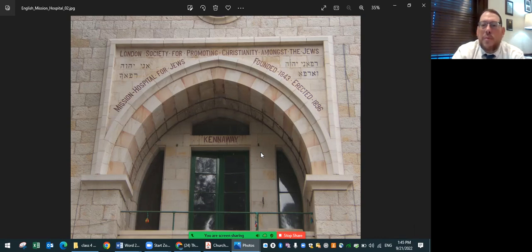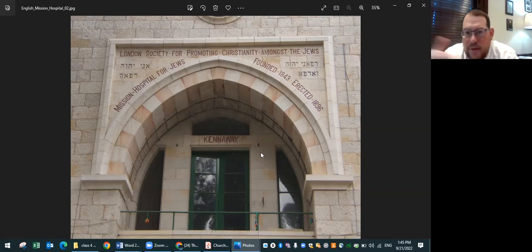Does anybody know where this building is? I'm going to read what it says. It says London Society for Promoting Christianity Amongst the Jews, Mission Hospital for Jews, founded in 1843. Then this actual building was 1896. It's got Hebrew.